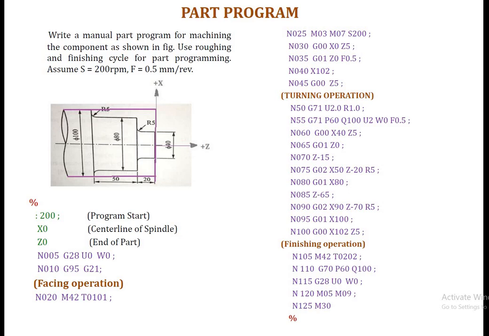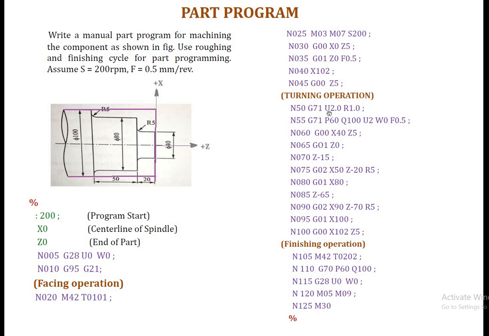In this turning operation, I have used a rough turning canned cycle. So now next we'll go for the blocks which are used for this turning operation. N50, G71, U2.0, R1.0, G71, P60, Q100, U2, W0, F0.5. These two blocks represent the canned cycle for a rough turning operation. G71 is the G code for the rough turning cycle.